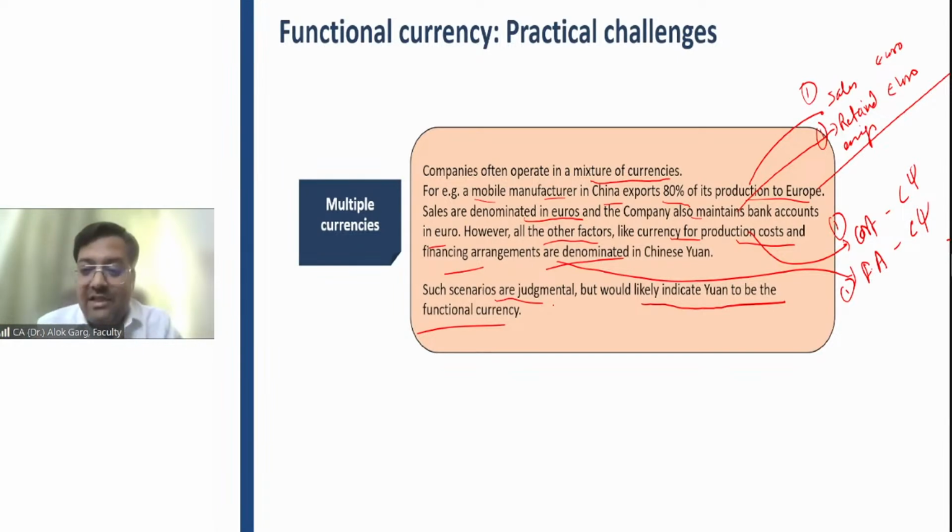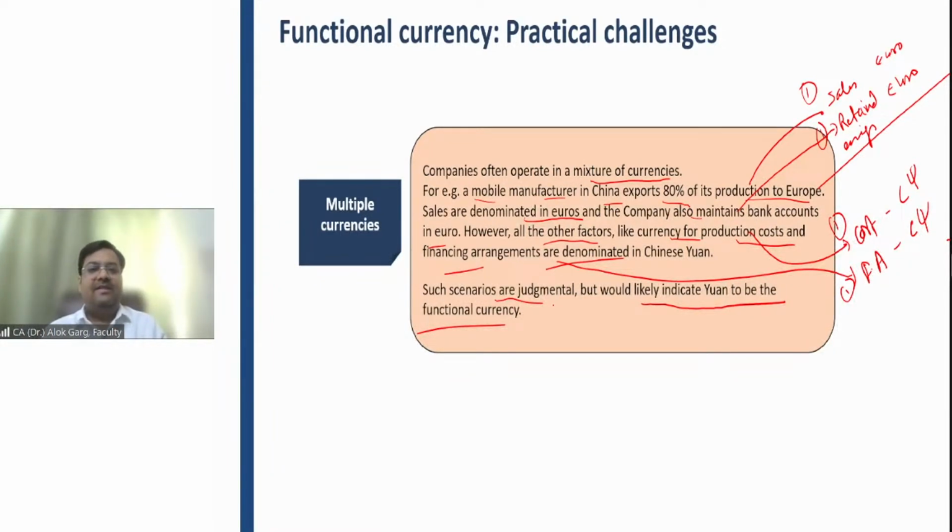So in this case, management has to apply judgment as to which currency to give more weightage. For example, management may decide that the functional currency will be Chinese yuan. Why? Because the production cost is more important than the sales, right? First cost comes, then sales happens. If the cost increases, the sales prices have to be fixed accordingly. So this entity has decided to finalize Chinese yuan as the functional currency.